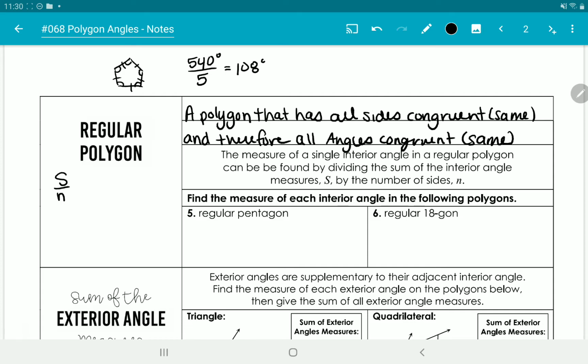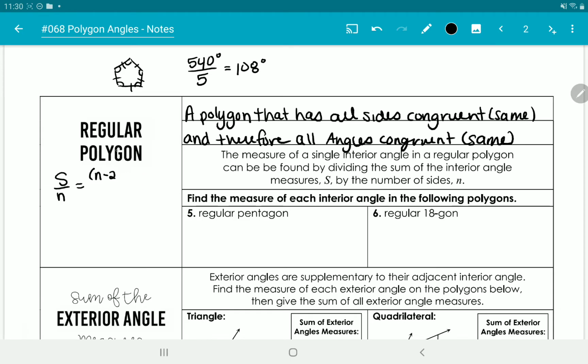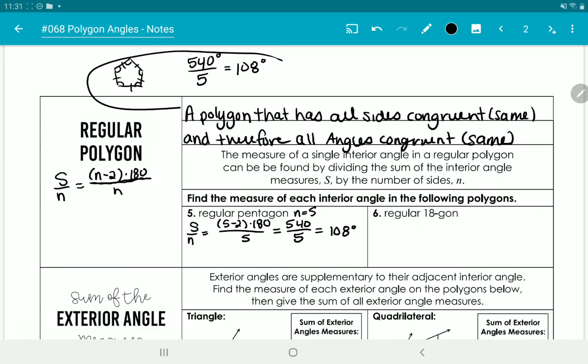So here we'd do s divided by n. We know the sum of the interior angles is n minus 2 times 180, divided by n. We're just going to divide by the number of sides. So for a regular pentagon, we need s over n. n is 5, so we'd have 5 minus 2 times 180, and then divide by 5, which gives us 540 divided by 5, or 108 degrees, exactly what we did up here.